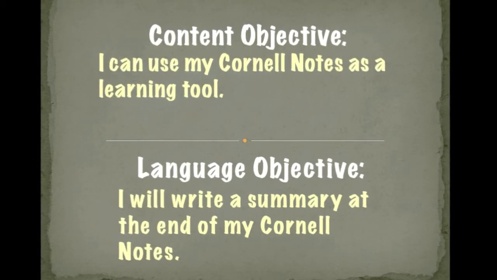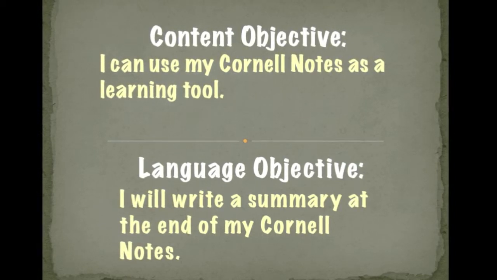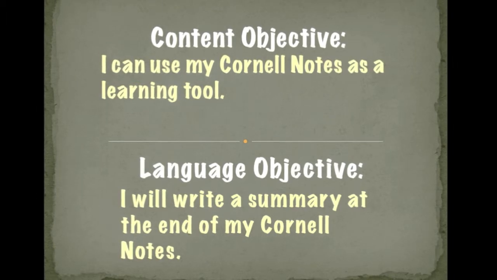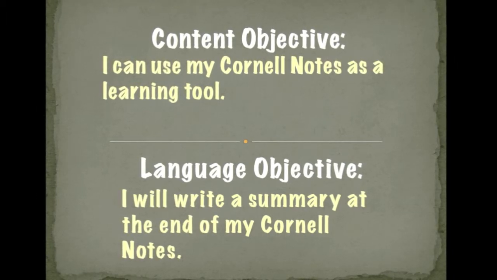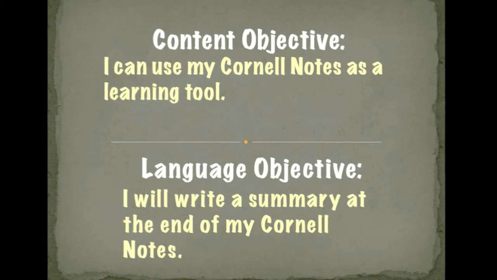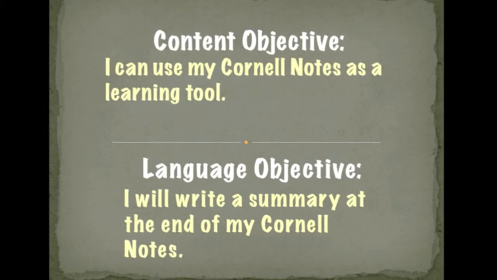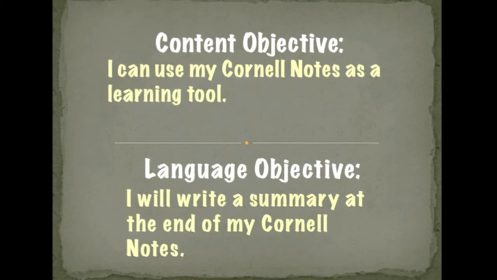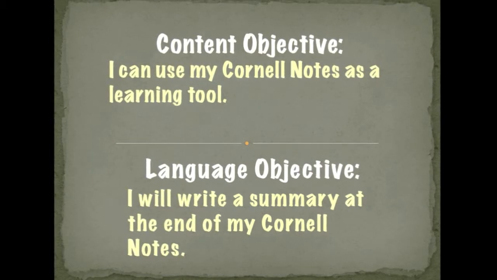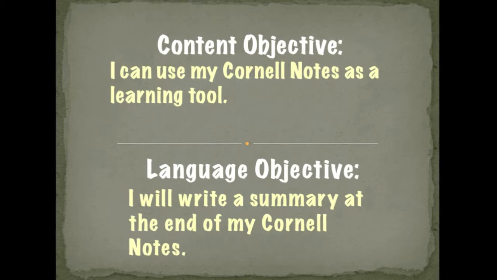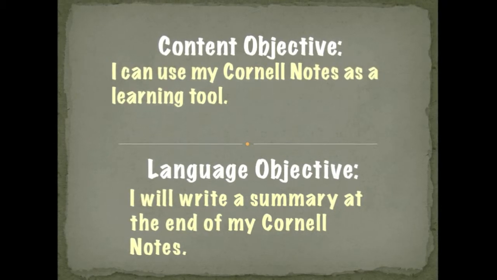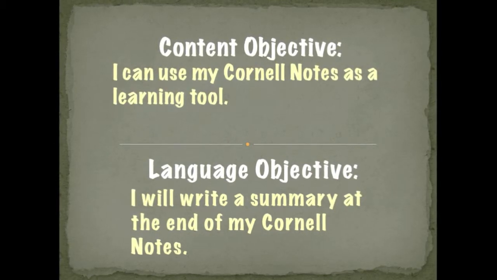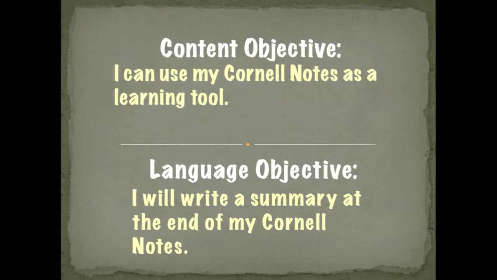Ready? Here we go. Today our content objective is, I can use my Cornell Notes as a learning tool. This is what the lesson is about, but how will you show you've learned this? Our language objective is, I will write a summary at the end of my Cornell Notes. Teachers, please pause the video while the ladies in the classroom read the content objective aloud, the gentlemen following with the language objective.